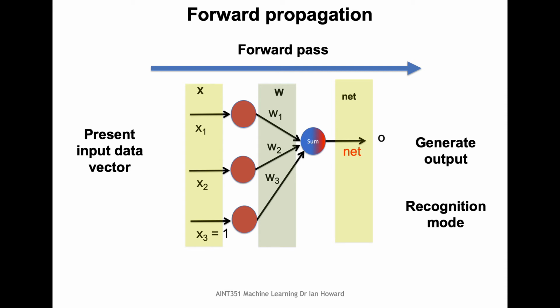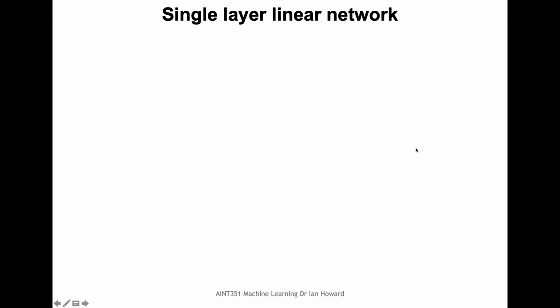And you can either use this sort of approach for generating output for regression, or you might want to then look at the output value and decide which class it belongs to. I'm particularly using here an example with a linear network, so we're just summing up the inputs, weighting the inputs, adding them up and generating the output. So let's move on to some more information about what we're going to do now.